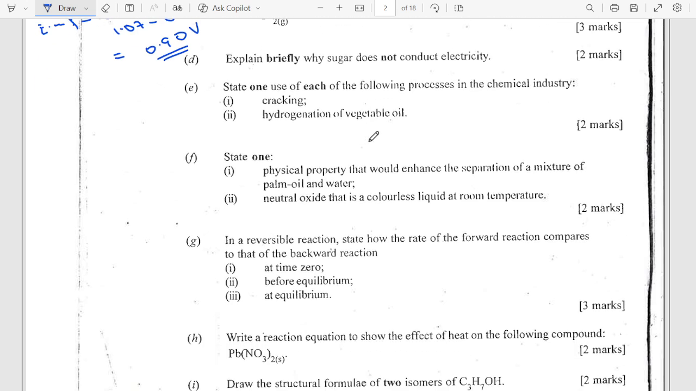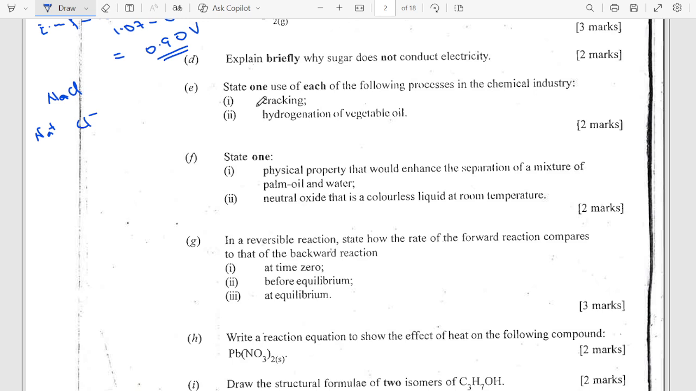Now the next one says, explain briefly why sugar does not conduct electricity. Sugar does not conduct electricity because it does not produce ions in water. If you dissolve sugar in water, ions are not produced. Unlike salt, like sodium chloride, if you dissolve sodium chloride in water, you are going to get sodium ion and chloride ion separate. Water separates it into ions.